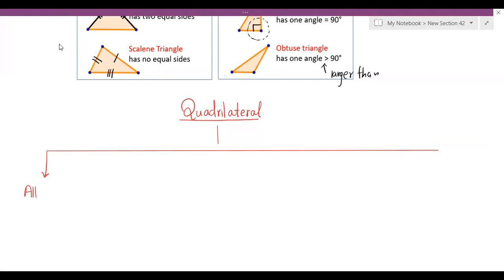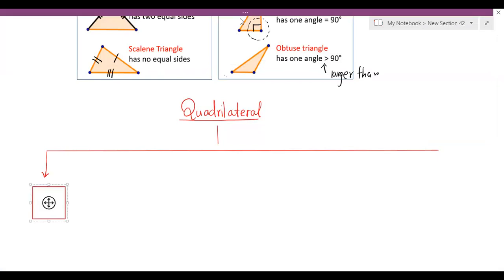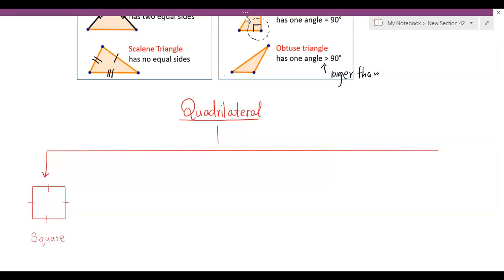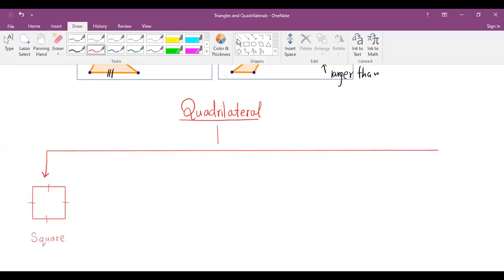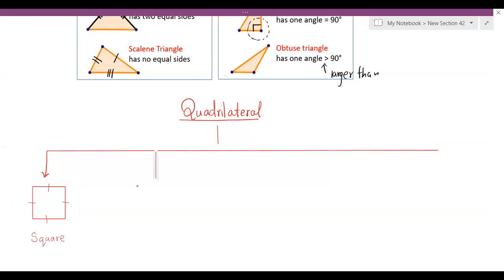All sides equal, it is called a square. How do we denote that all sides are equal? In this case also we can use small straight line segments like this. Then when all sides are equal, it is called a square. When only the opposite sides are equal, okay? Then it is called a rectangle.